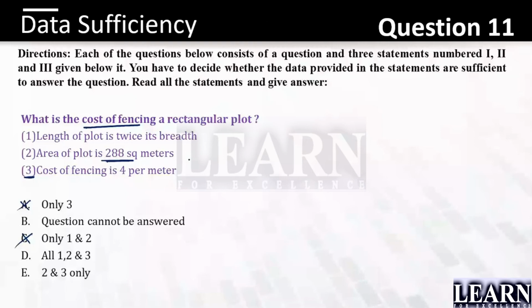Fencing is completely based on the perimeter. Fencing will be done across the plot, perimeter, but you will not get to know just by the area. So just with 2, it is not possible. I can eliminate this. Next, length of the plot is twice its breadth.